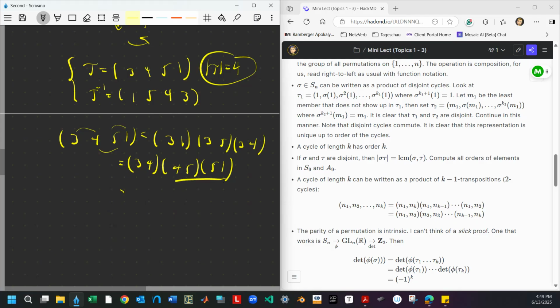Again, remember, we're reading in this direction, all right? We're composing our functions. These are actually functions, and we're composing them. These are not disjoint from each other, so the order matters, right? If we change the order here, we'll get different things.